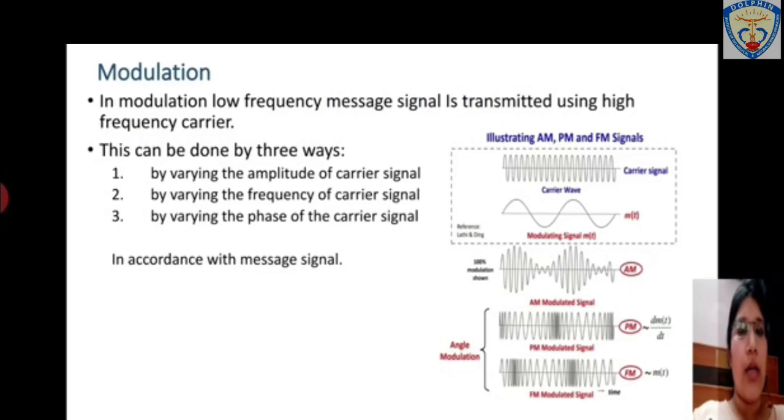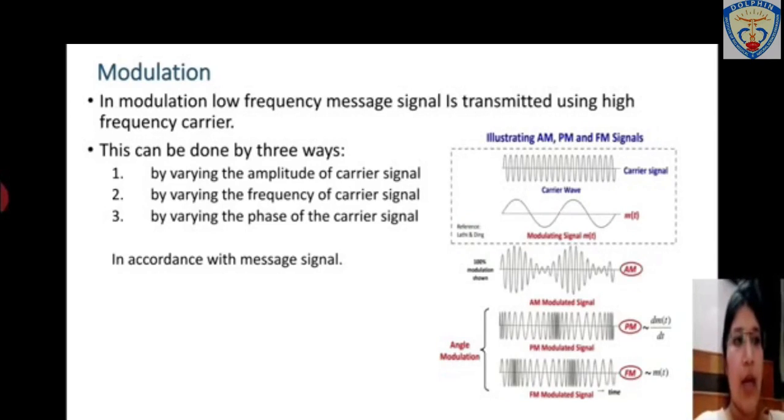Now starting with the analog communication, for communication we need to have a transmitter, channel and receiver. So modulation is basically done at the transmitter section. In this we have a low frequency message signal which is to be transmitted, and a carrier signal of a very high frequency. Generally, a low frequency message signal we are unable to transmit as it is, since it is more prone to noises.